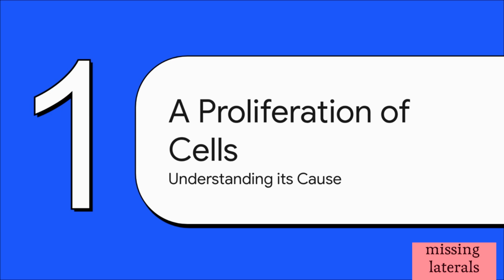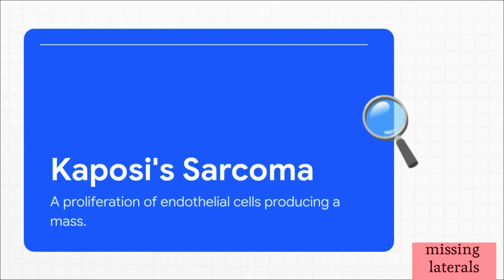So what is Kaposi sarcoma, really? What's going on at the most fundamental level? At its heart, Kaposi's sarcoma is basically a mass that forms when endothelial cells start multiplying out of control. And if you're wondering, endothelial cells are the ones that line all of our blood vessels.